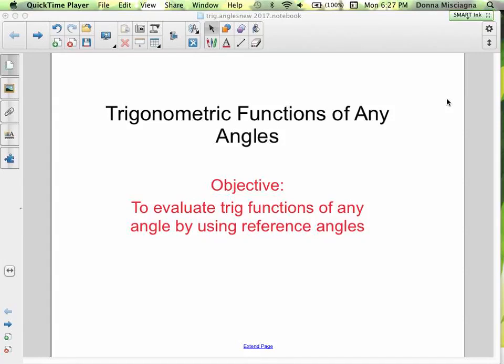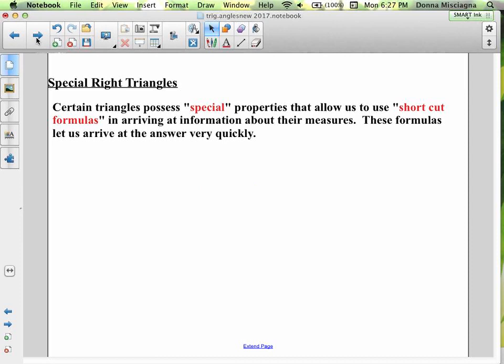Welcome to trigonometric functions of any angle. Our objective overall is to evaluate trig functions of any angle by using reference angles, as well as being able to find measures of sides. We're going to have many little units, little mini lessons, within this larger unit. And we're going to start off with special right triangles.